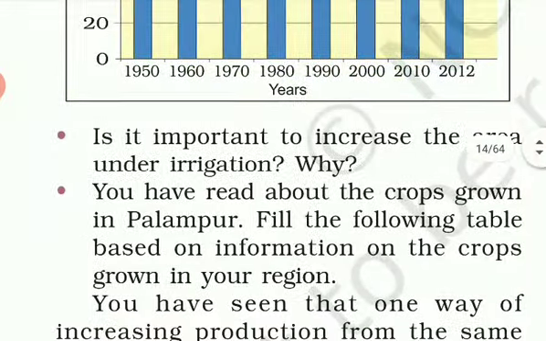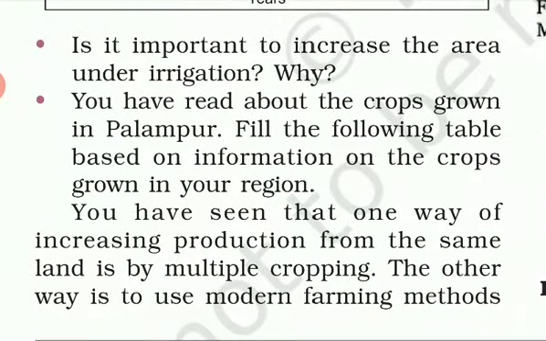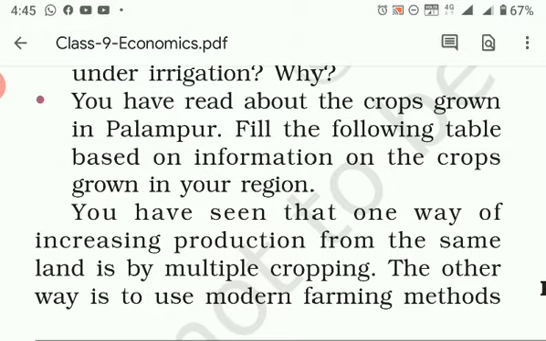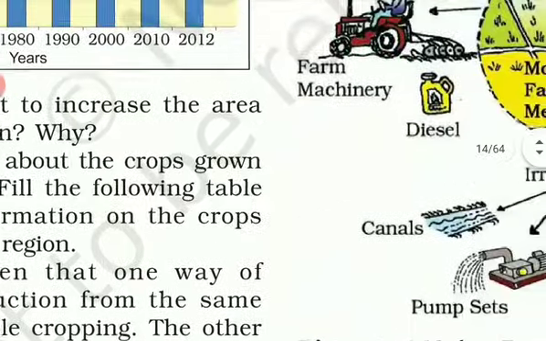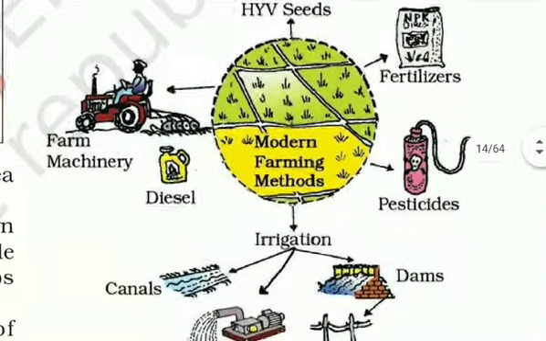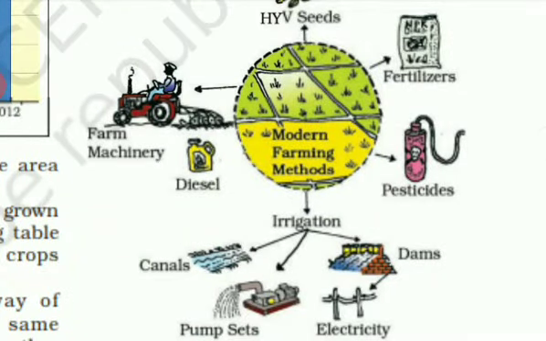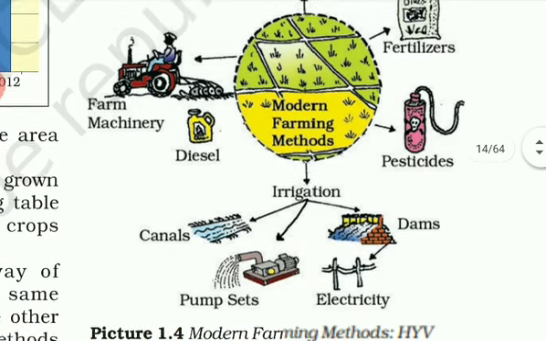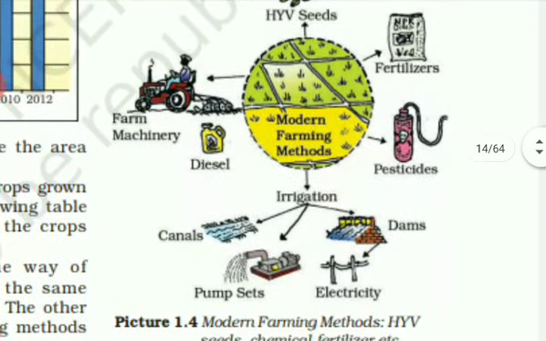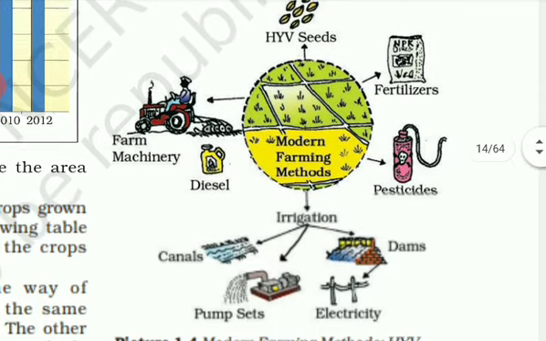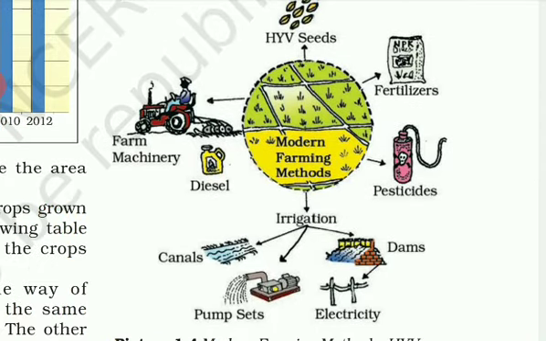Now the next thing that is important is that by multiple cropping we are able to grow 2 to 3 crops on the same piece of land in a year. But in modern farming methods, on the same piece of land we are able to get a large amount of crop, and that amount of crop is known as the yield. Now what is modern farming method? This picture will show you.